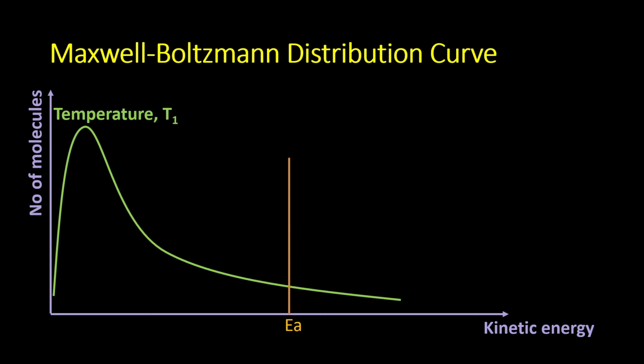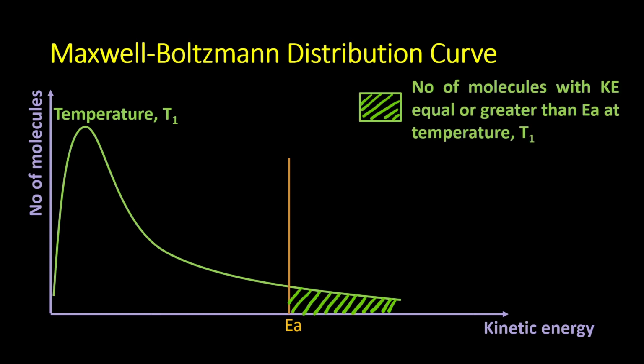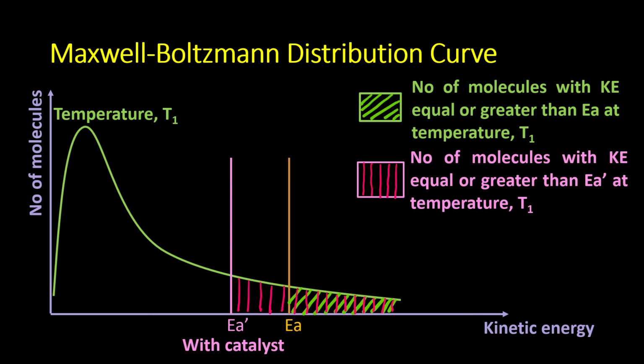Without the presence of a catalyst, only the green shaded region represents the number of molecules with kinetic energy equal to or greater than the activation energy. With the presence of a catalyst, the activation energy becomes lower, to Ea prime, and the number of molecules with kinetic energy equal to or greater than Ea prime becomes larger. This region is represented by the pink shaded region.